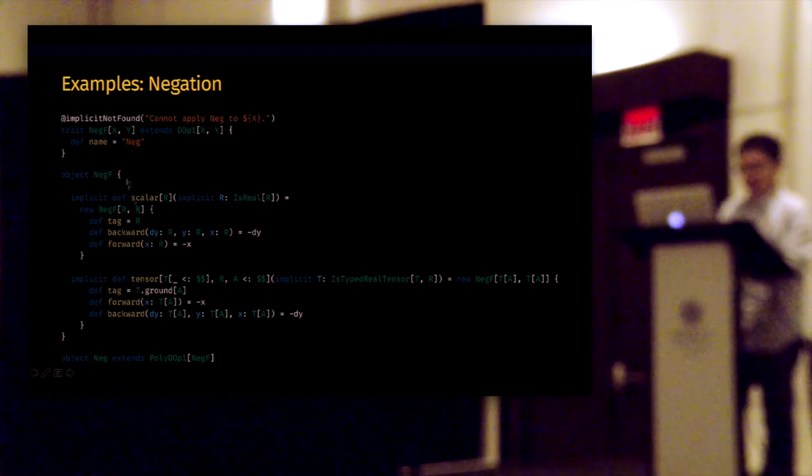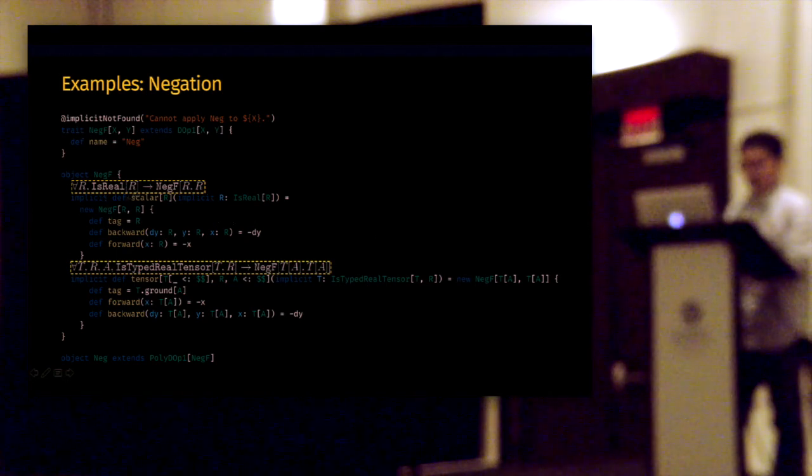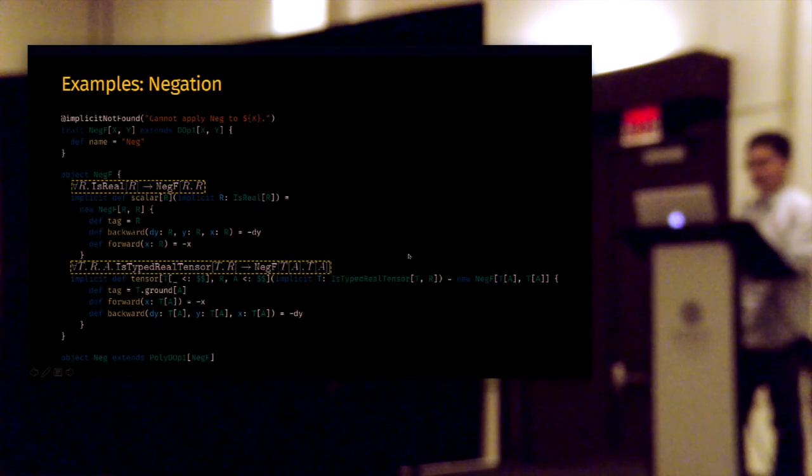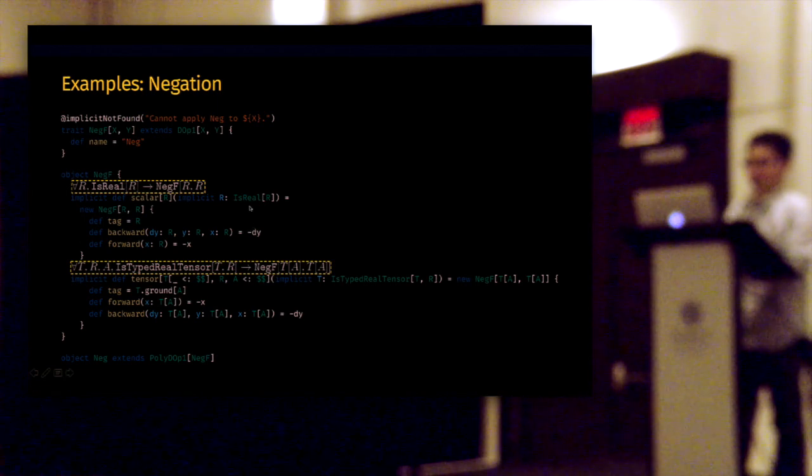NegF has two implicit instances: first for a scalar, and second for a tensor. Basically, it encodes these propositions. For any type R, if R is real, indicated by the type class instance here, then we know that if we negate R, it turns into R. Or in the tensor case, if we have a tensor T, R, and A, and T is a typed real tensor, which is a type class, then negation of T A turns into T A. These are the two cases where this can be done, so we ensure that the negation operator can only be applied to expressions of these types.